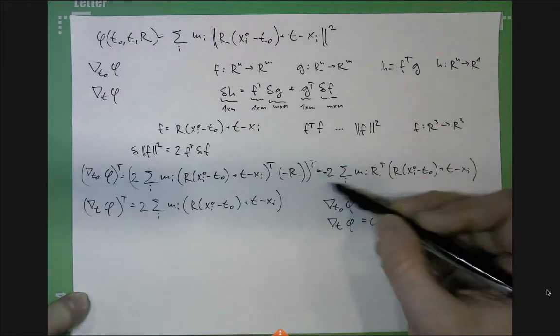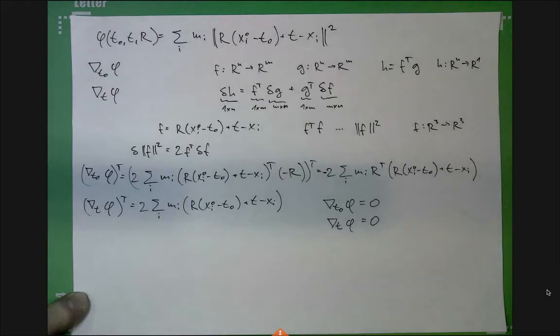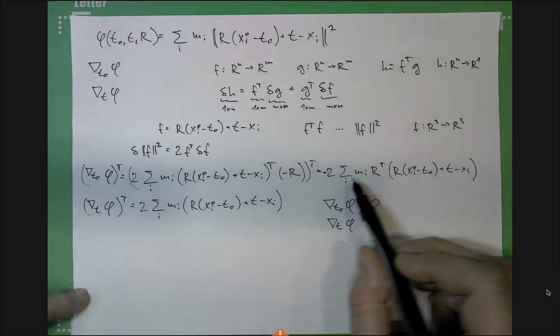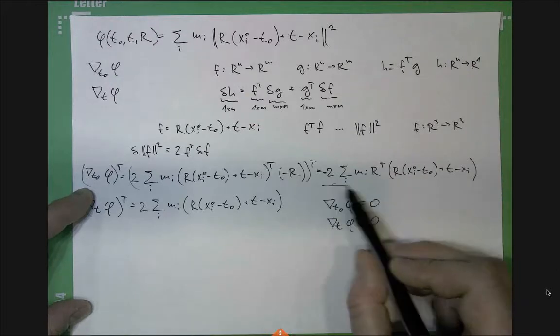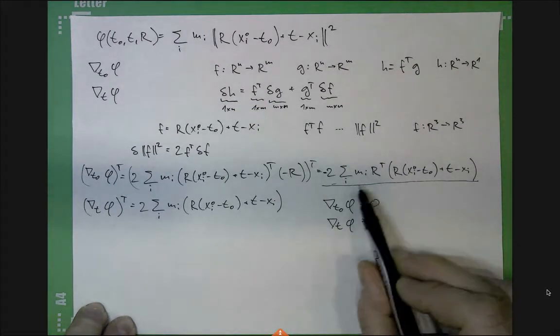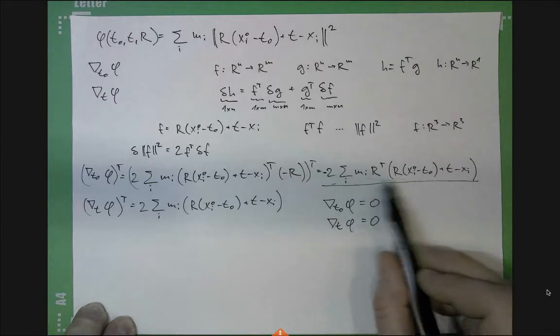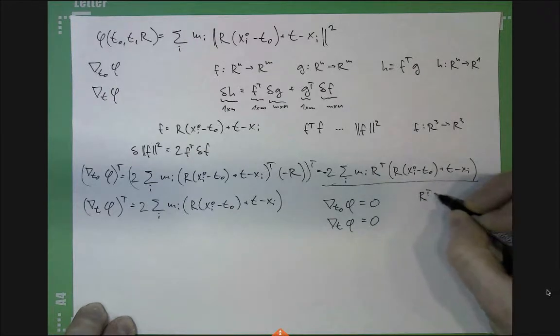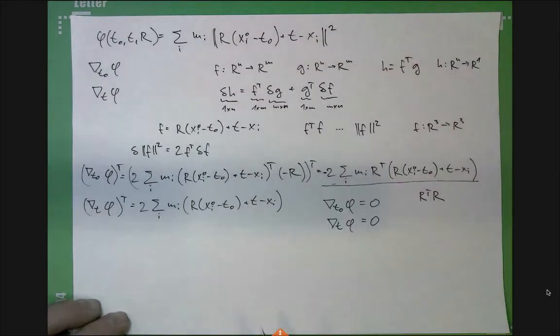That means that this factor of minus 2 is not relevant there. It does not matter. So let me take the first formula and set it to 0. So what happens there? This R^T R will cancel, right? Because remember that R is a rotation, so R^T R is going to be identity, which is sort of nice.